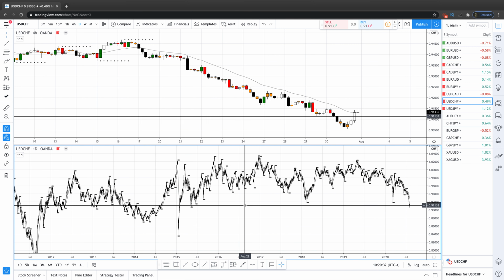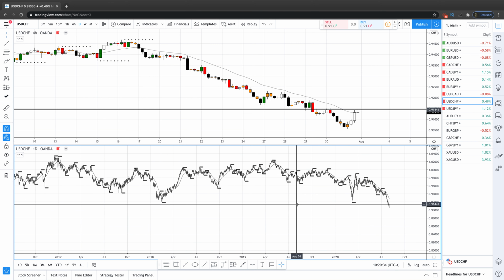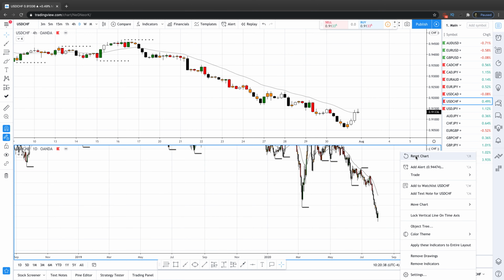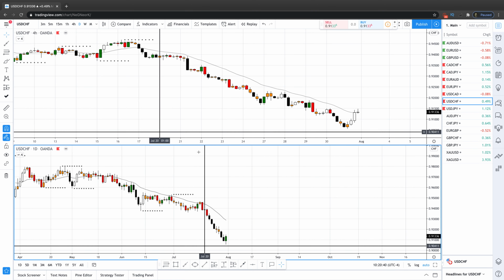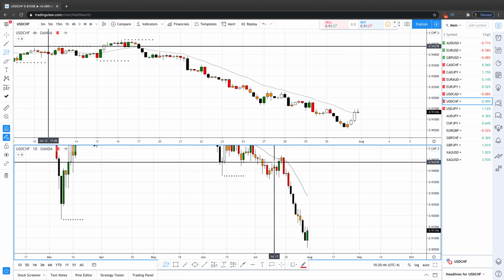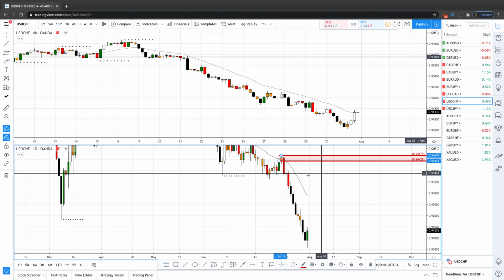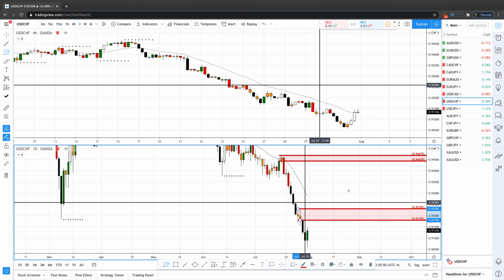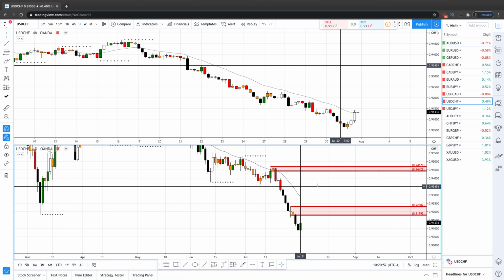Took out these lows here. Okay, so pretty clear downtrend. I really like this area right here, if we can even get back up to there. You also might have some sellers stepping in here, that 50% candle area.